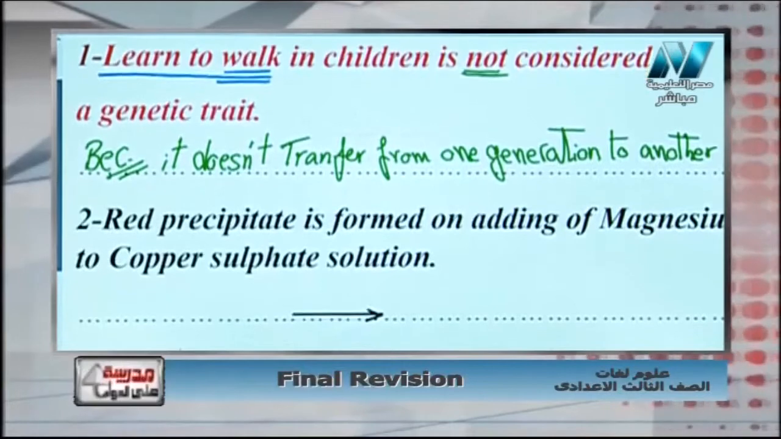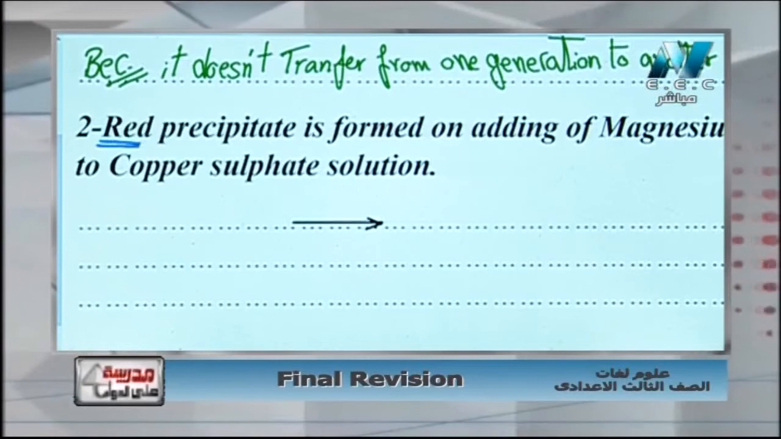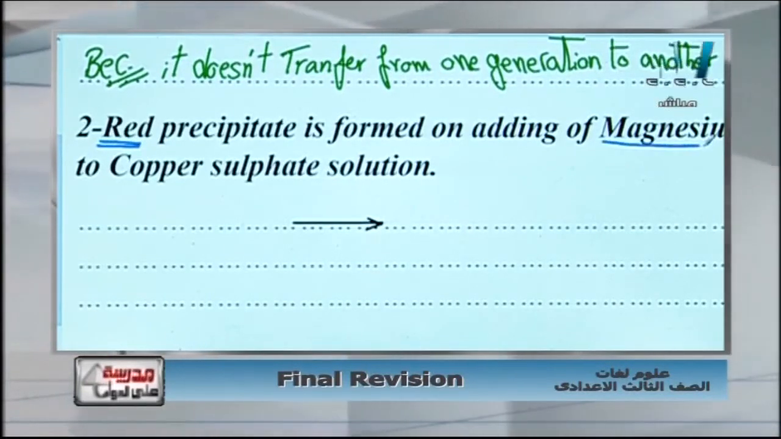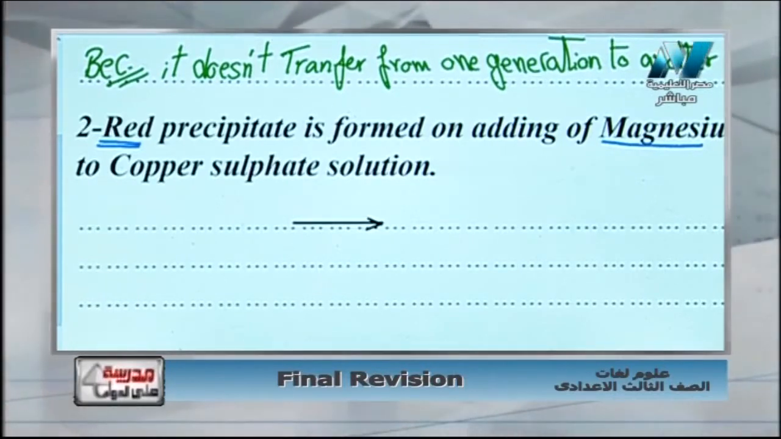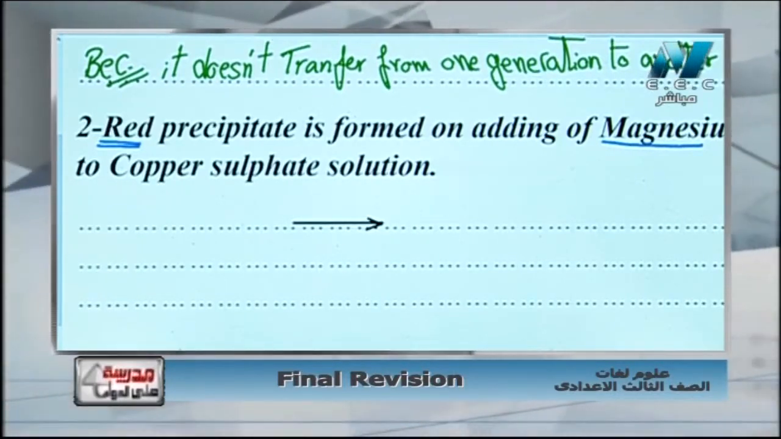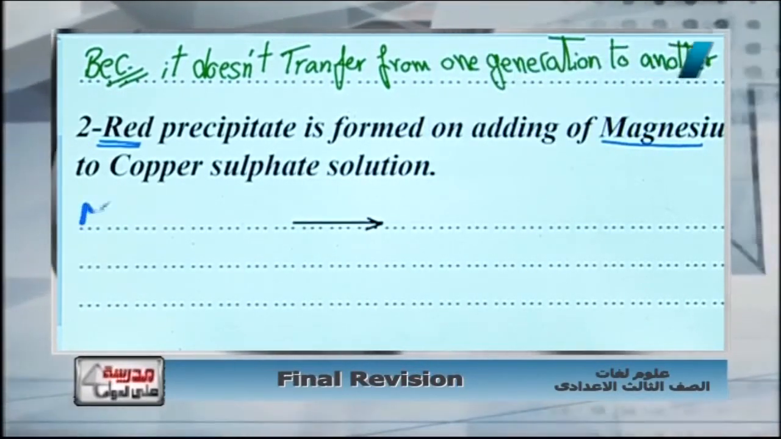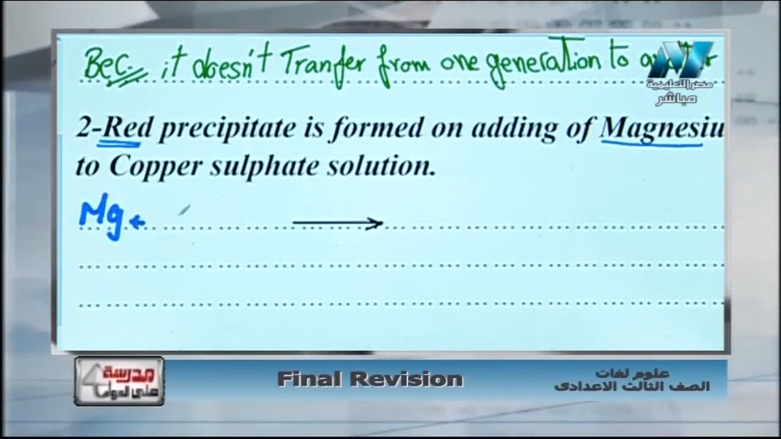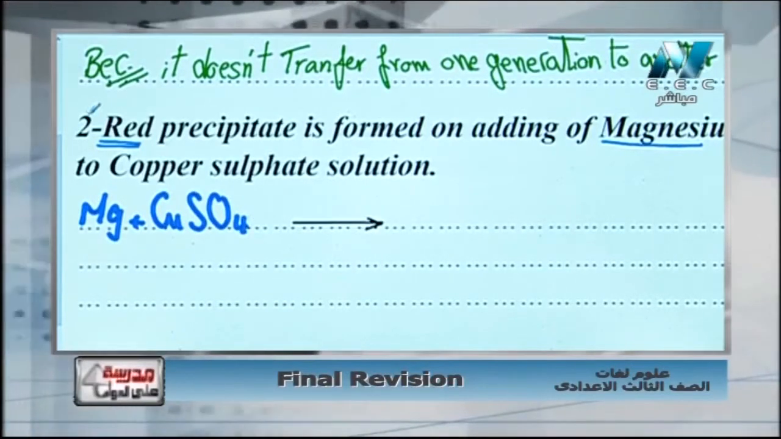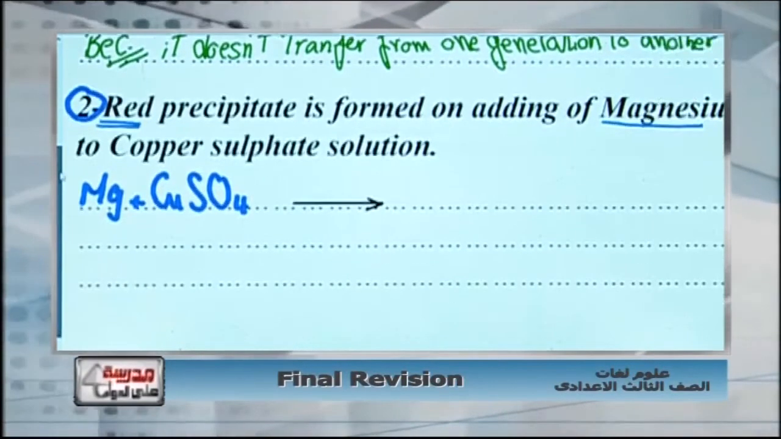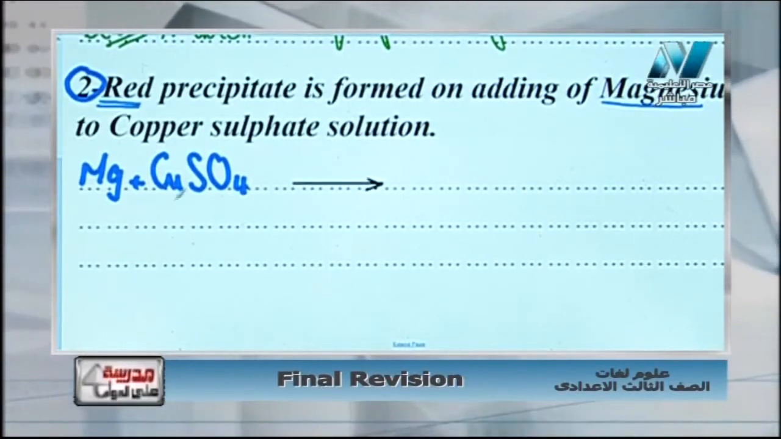طيب number 2 بيقول لي هنا: red precipitate is formed on adding magnesium to copper sulfate solution. Red precipitate on adding magnesium to copper sulfate solution. طيب we have here magnesium Mg plus copper sulfate CuSO4. خلي بالنا, we can answer give reason by using the chemical equation. ممكن استخدم الchemical equation.